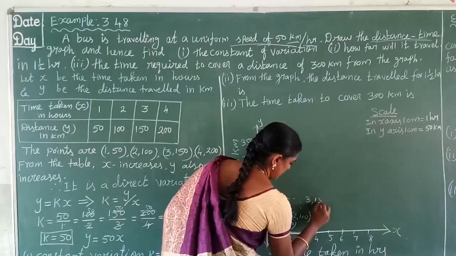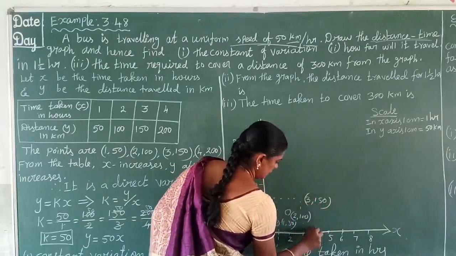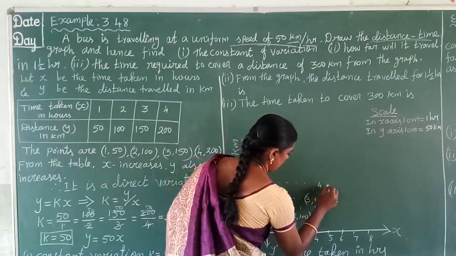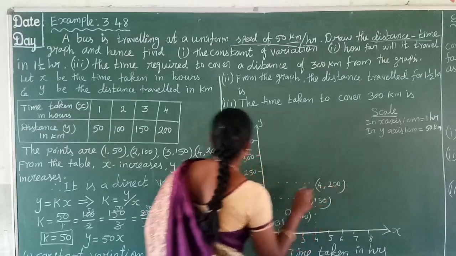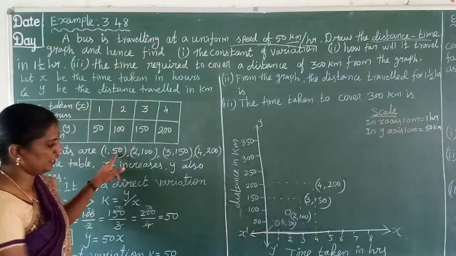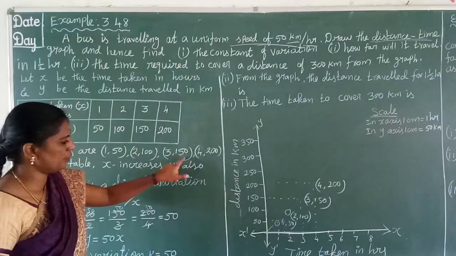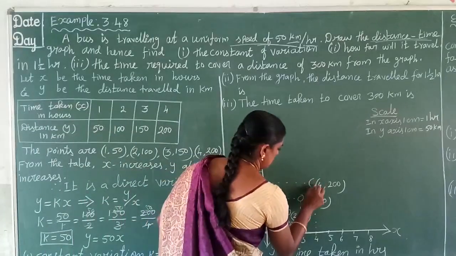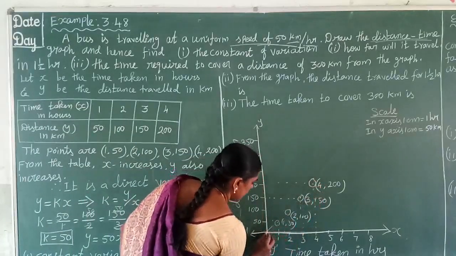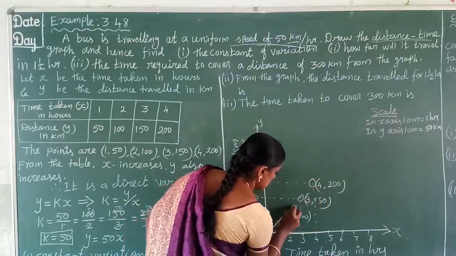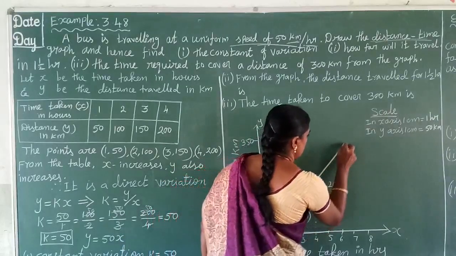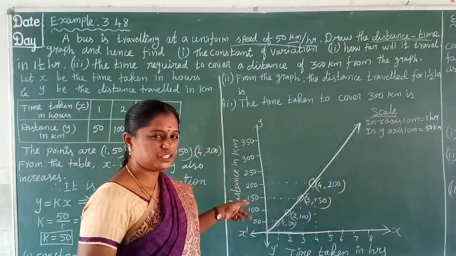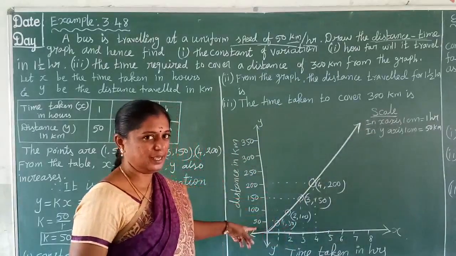3, 150. Next one 4, 200. The points are 1, 50; 2, 100; 3, 150; 4, 200. Join these 4 points and extend the line. We get a straight line. Direct variation means the graph is a straight line.